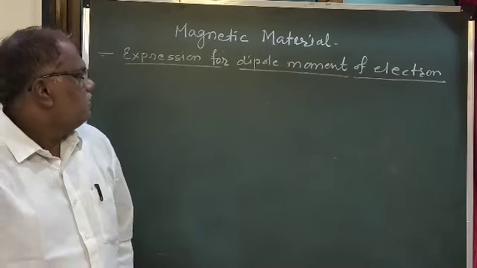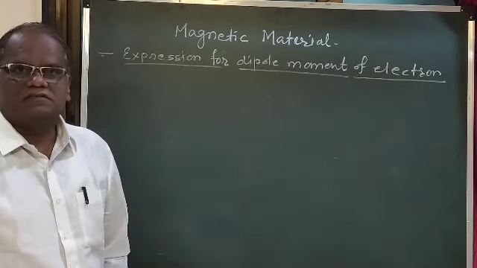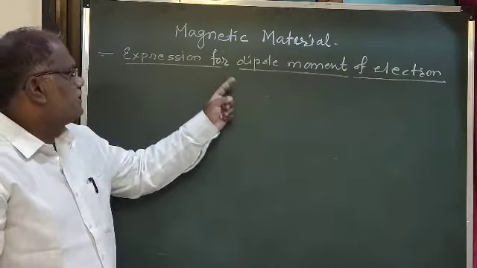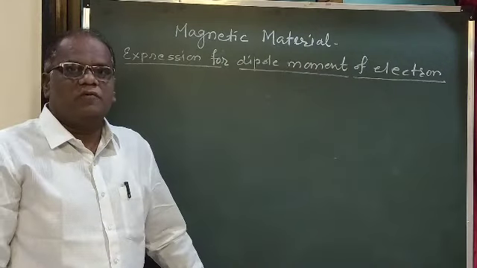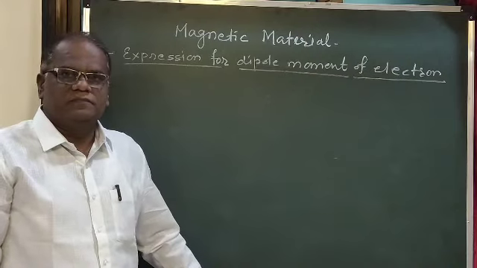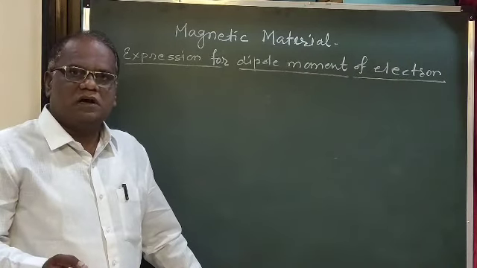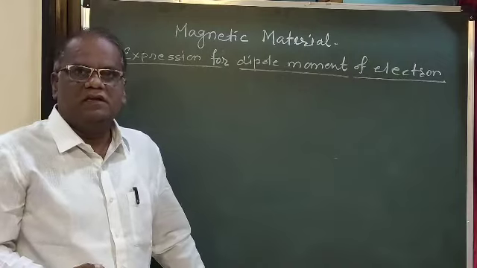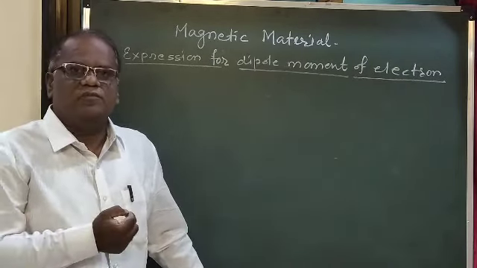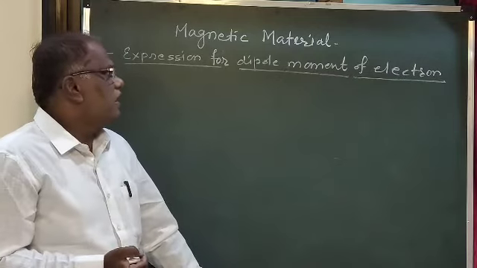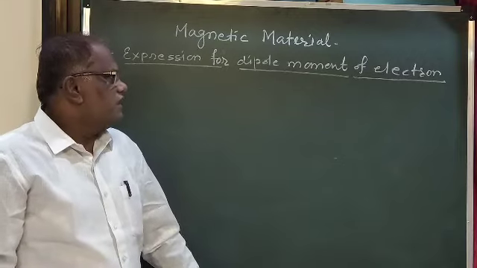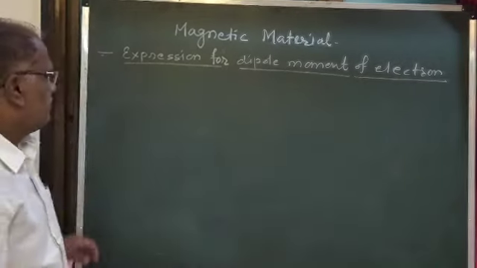Today we are going to discuss the chapter magnetic material. The topic is expression for dipole moment of electron. Now we know that in atom electron revolves around the nucleus in circular orbit. Due to this orbital motion of electron, a dipole moment is created. Let us see how the derivation is obtained.